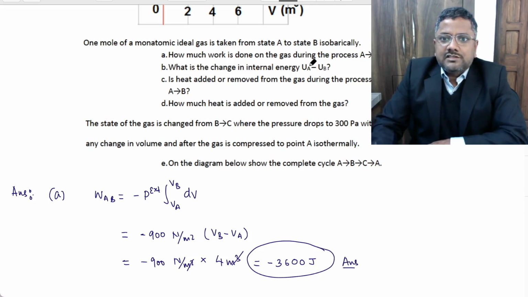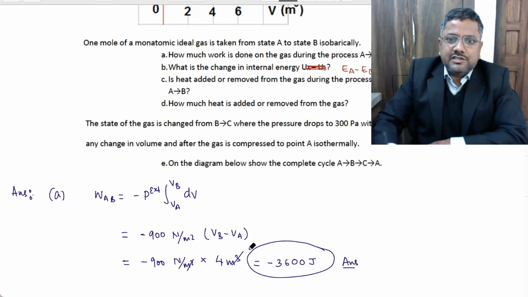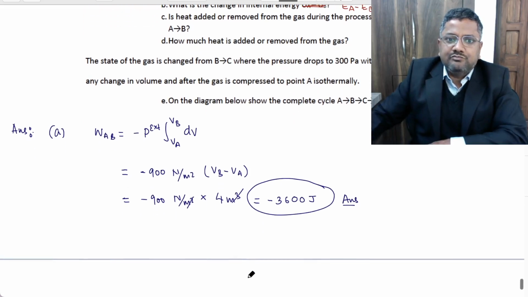What is the change in internal energy, whether you have written with U or E? Actually, I am writing E, so E_B minus E_A, right? So change in internal energy, B part.